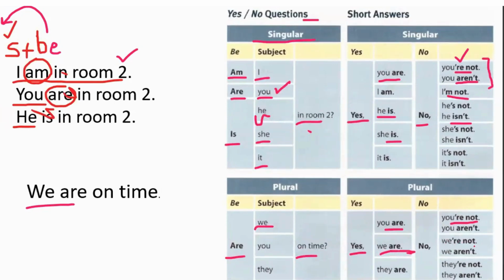Or no, we're not, or we aren't. Are they on time? Yes, they are. No, they're not, or they aren't.